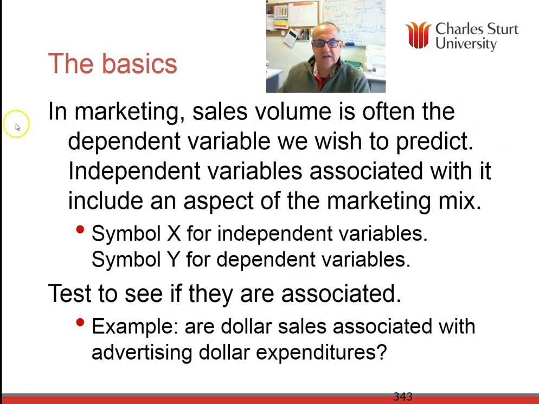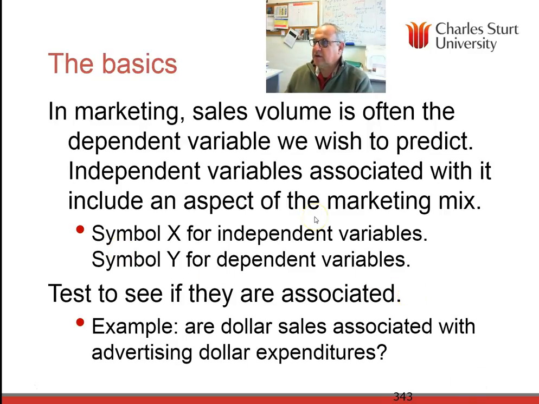Okay, so the basics are shown here. Sales volume is often used to predict measures of association. And in marketing, we might be interested in whether things like dollar sales are associated with advertising expenditure. So the convention is often that dependent variables are called Y variables, and X are the independent variables.